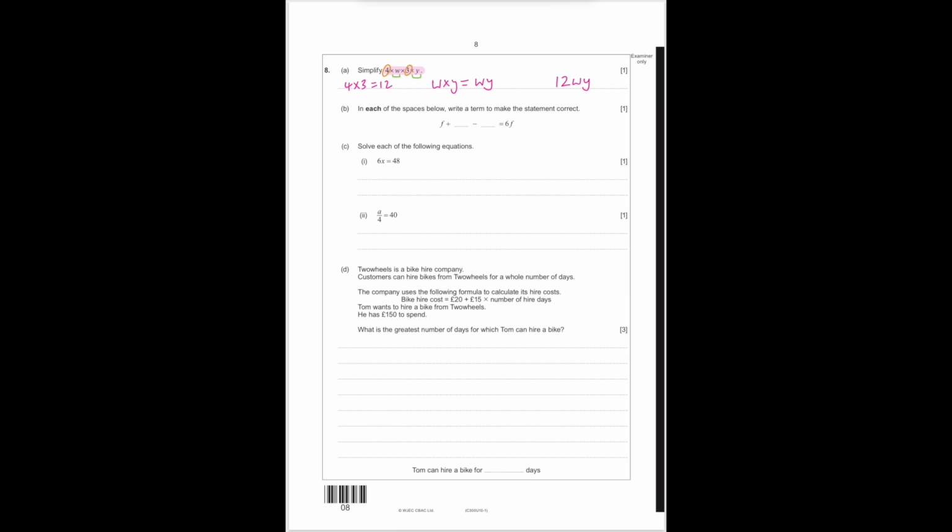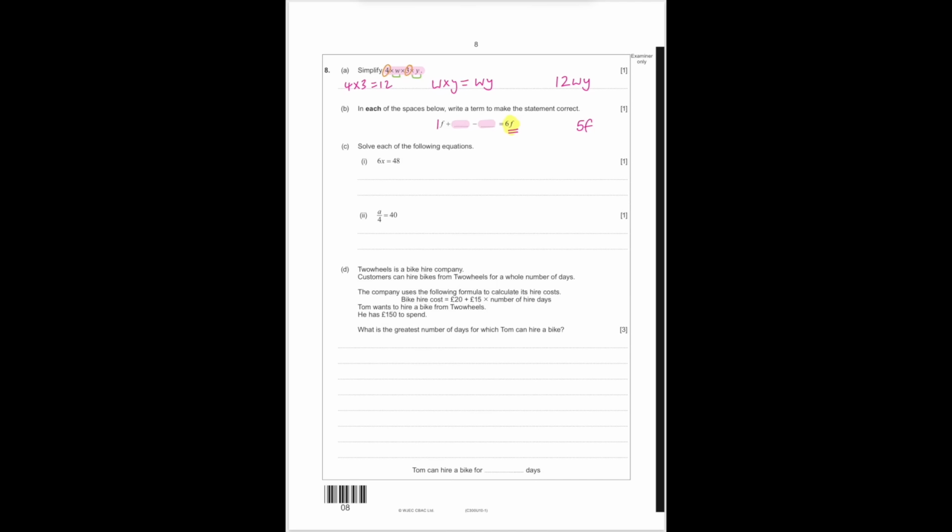Part B. In each of the spaces below, write a term to make the statement correct. So our statement is F plus something, take away something, and we are getting an answer of 6F. So we need to figure out what terms with F in to put in those gaps. So that's 1F. To get from 1F to this 6F, we're going to have a sum that results in 5F, because 1F plus 5F is 6F. So whatever I put in those 2 spaces needs to have a difference of 5, okay?